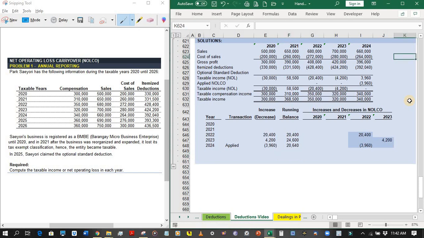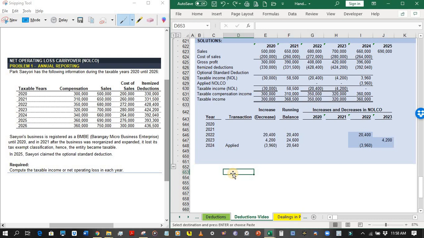So now let's proceed to 2025. The sales in 2025 is 690,000 pesos. So in 2025, let's start with sales, 690,000 pesos. And based on the problem, in 2025 the taxpayer selected the OSD or optional standard deduction. And since the taxpayer is an individual, it means that selecting OSD means that the cost of sales, the itemized deductions, as well as the NOLCO from prior periods cannot be deducted from gross income, and that is in 2025.